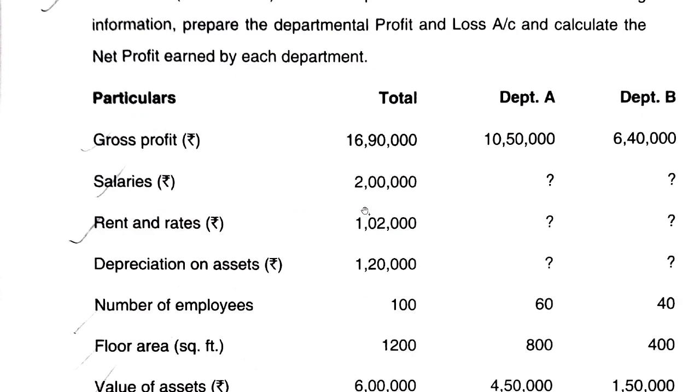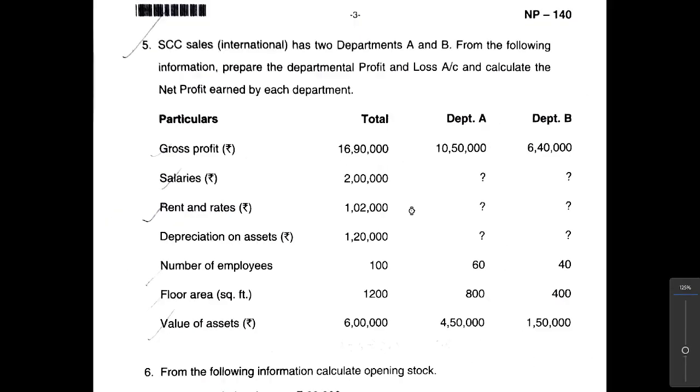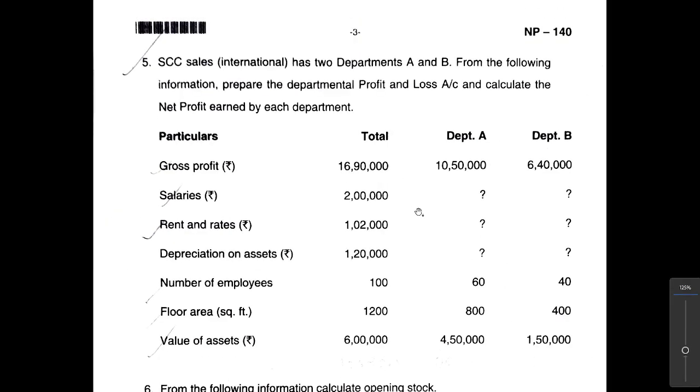The next section B question was for departmental accounting. They had given the details of 2 departments, with certain amounts and particular columns. Based upon this information, you were supposed to prepare a departmental profit and loss account and calculate the net profit earned by each department. You can take a screenshot of the question and practice it.